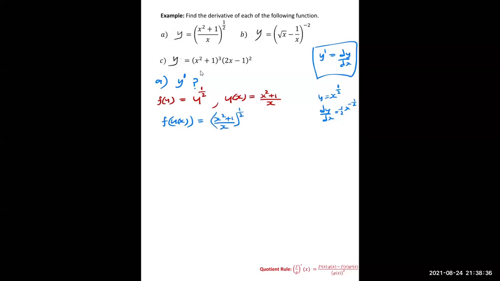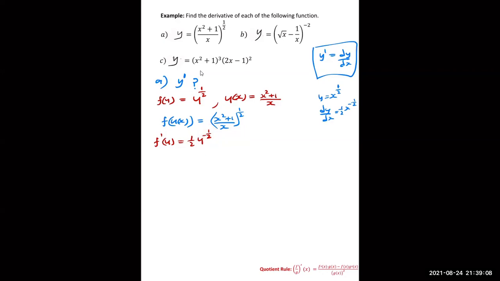So we are good. We identified our f of u and u of x. Now I'm ready to go with the chain rule. To go with the chain rule, I'm going to need a few more pieces of data. That is, I'm going to need f prime of u. f prime of u is 1/2 times u to the power minus 1/2. That is using the power rule: I take the derivative of this function with respect to u.